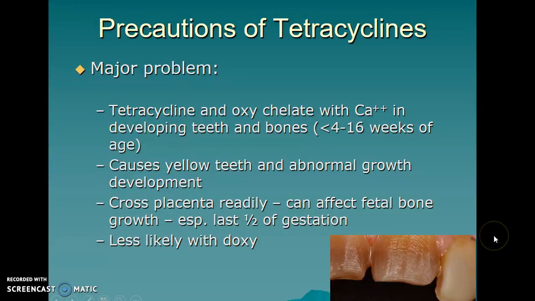So one big thing, here's a precaution, and that is the use of tetracycline and oxytetracycline in animals that are going through the development of their teeth and bones. That can be animals in the range of less than 4 to 16 weeks of age, I should say, depending on the animal. Those are the typical weeks of age of developing teeth and bones. And so the larger animals, we're going to be leaning toward the 16 weeks, and the smaller ones, we're going to be leaning towards less than 4 weeks.